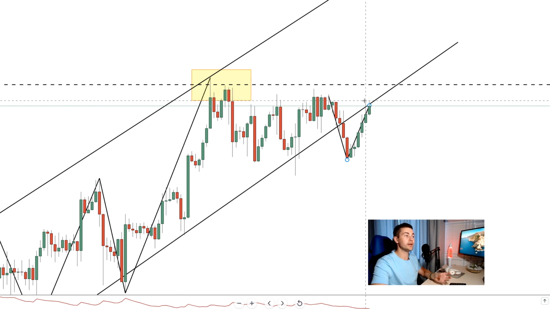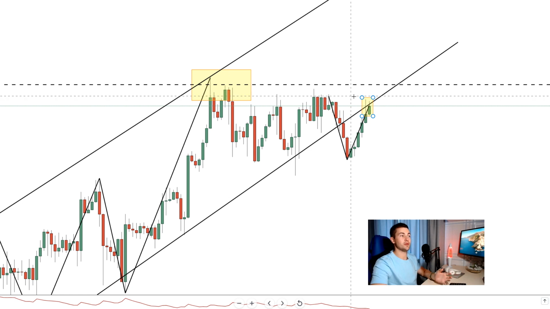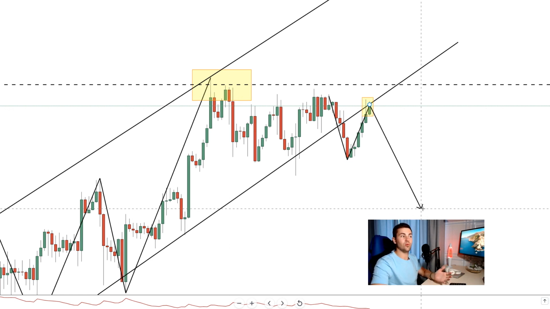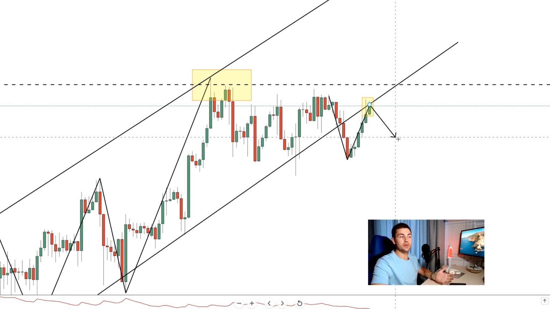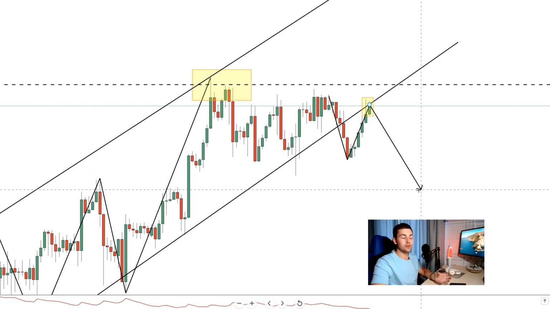And we see the nice rejection from that. So it looks like it is just the perfect selling signal for us, and we can just short from here, expecting the strong rally to the downside. What is the problem with that?